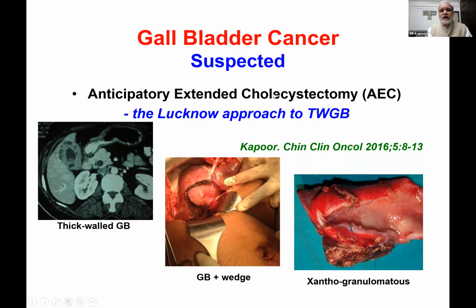So the procedure required is what we have described as anticipatory extended cholecystectomy. We remove the gallbladder with a small wedge of liver, subjected to frozen section. If it is benign, which it should be in 9 out of 10 such cases, that is the end of the operation. If it is malignant, it should be 1 in 10, then you add a lymphadenectomy and complete the extended cholecystectomy. That is why it is called anticipatory extended cholecystectomy.